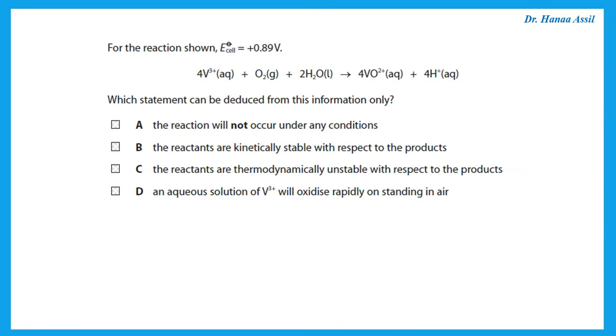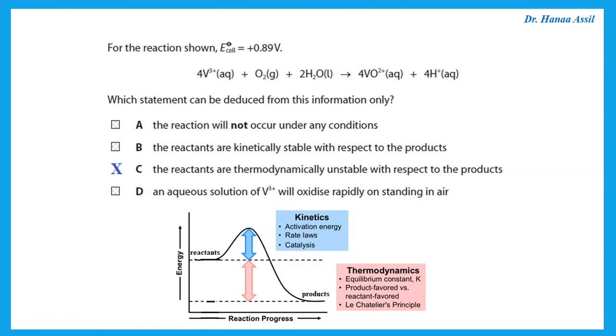For the reaction shown, we're given that the E cell is plus 0.89. Which statement can be deduced from this information only? So we said if the E cell is positive, what does that tell us? It tells us that the reactants are thermodynamically unstable with respect to the products. The E cell is positive. That means the reaction would occur. It's feasible. And that means that the reactants are unstable with respect to the products, or the reactants would certainly change into products.